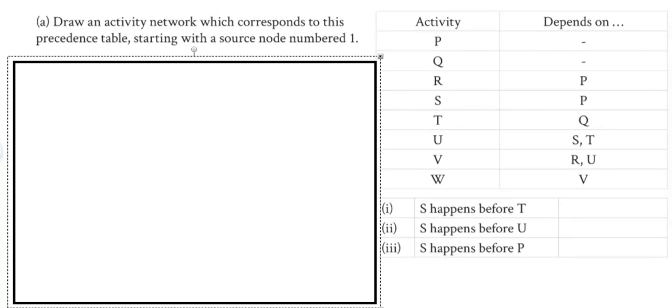Corresponds to the precedence table. Starting node is numbered 1. So we start off with number 1, okay? Who comes out of number 1? Which two letters?